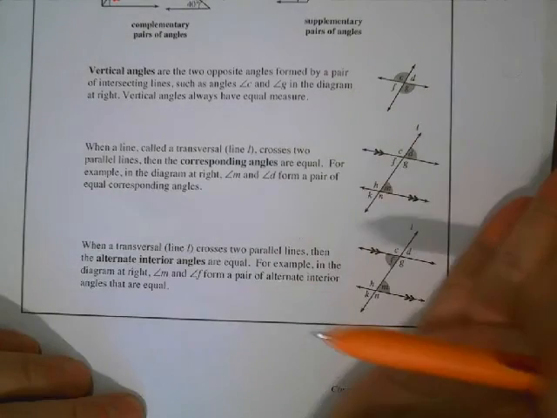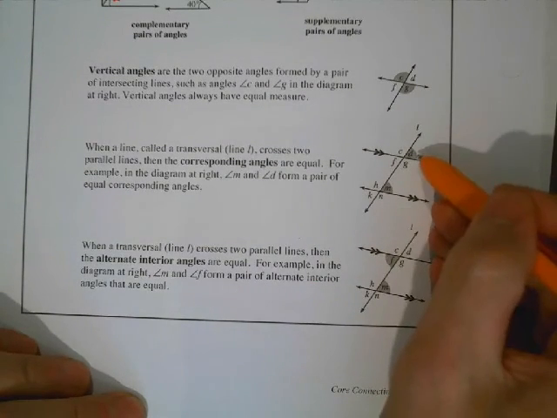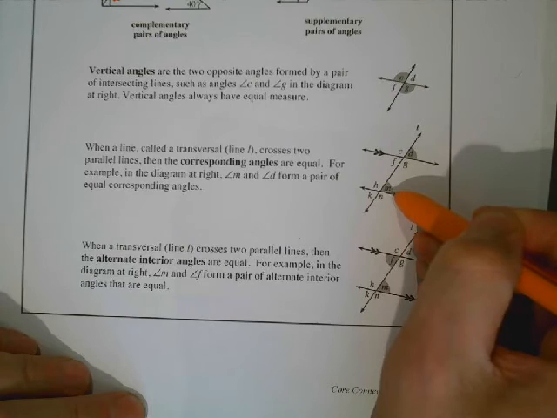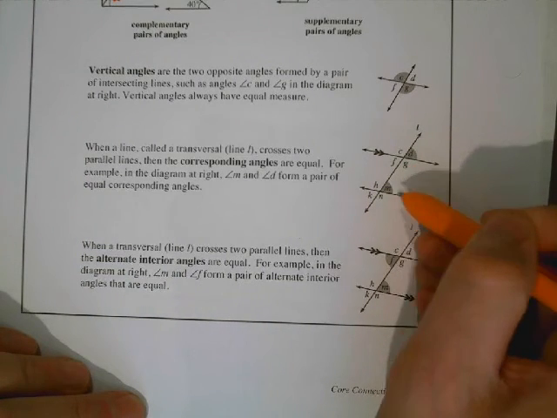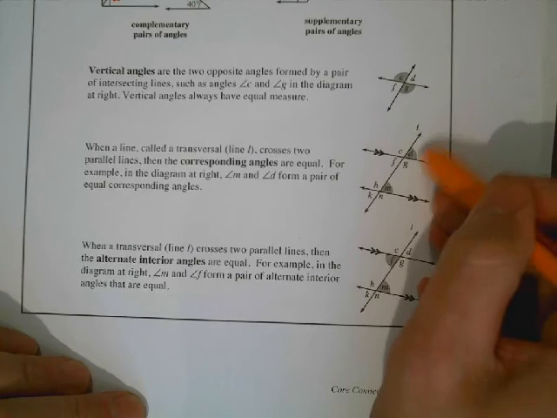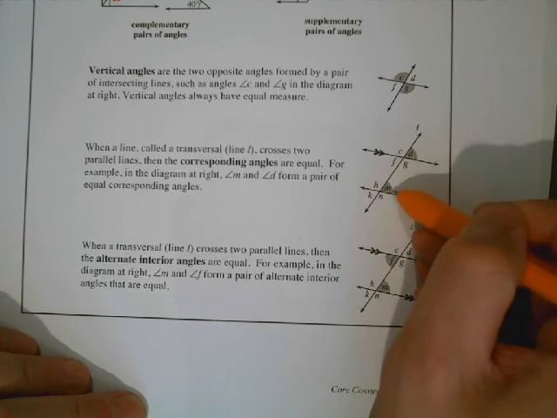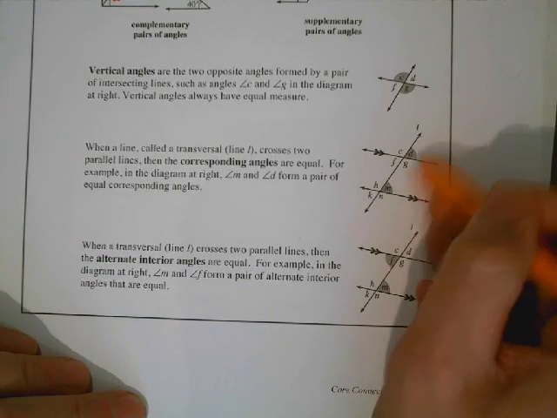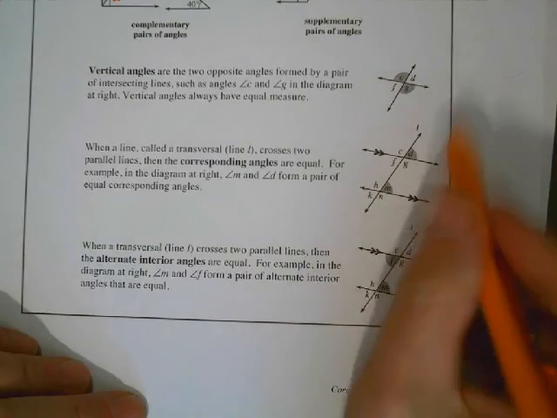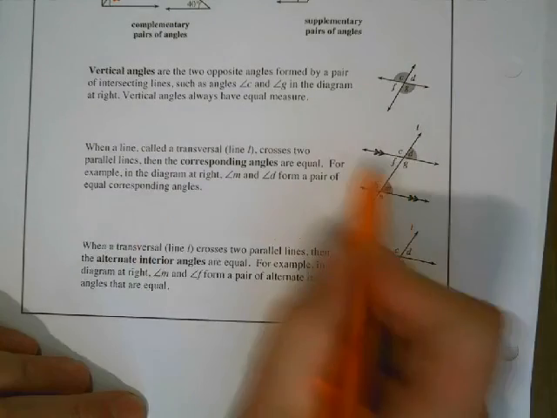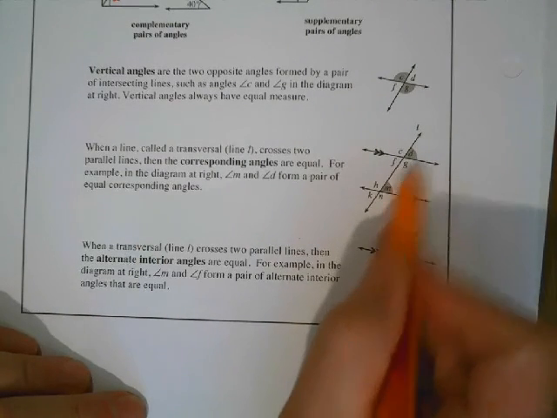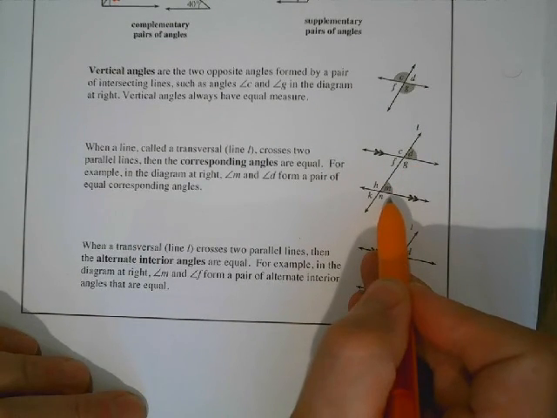Corresponding is on the same side of the transversal. So you can see here that D and M are on the same side of the transversal. Those two angles we would say are corresponding. Now one is inside of the two lines, so we would call this the interior, and one is outside the two lines. So D and M are corresponding. Same side of transversal, one's outside, one's inside. And we find out that if these lines are parallel, D and M would be congruent to each other.